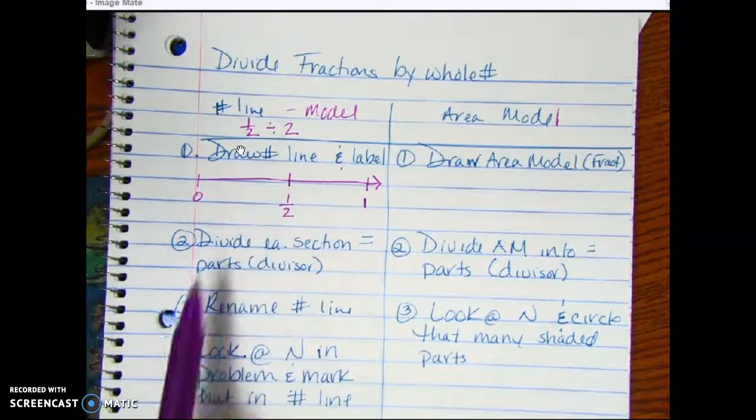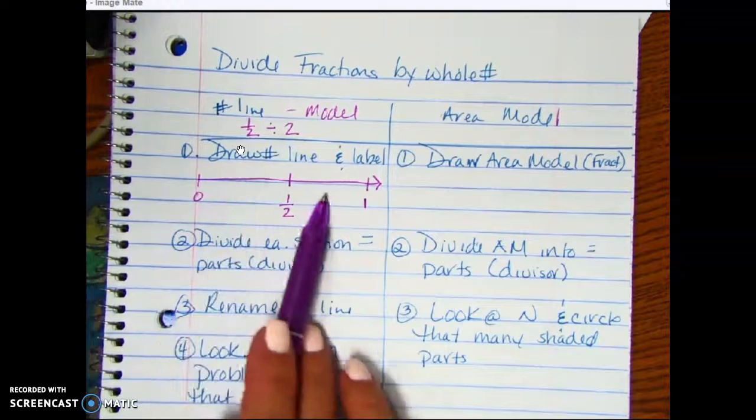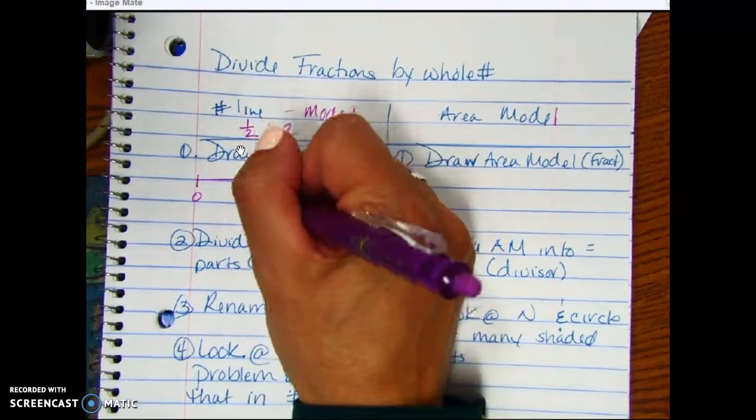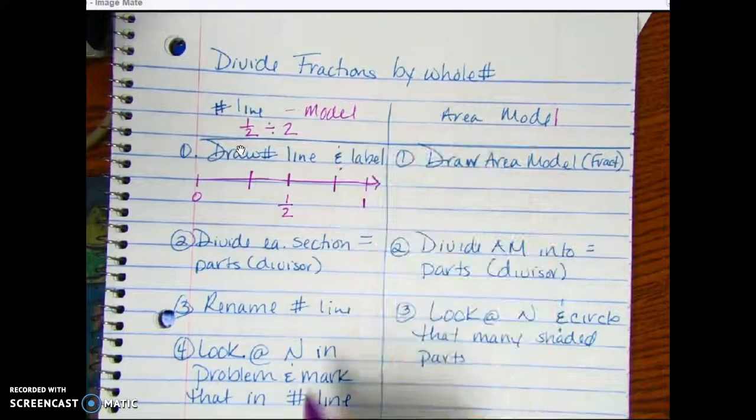Step 2 is to divide each section into equal parts by looking at the divisor. So it says divide by 2. So each section has to be divided by 2. That's by 2. That's by 2.